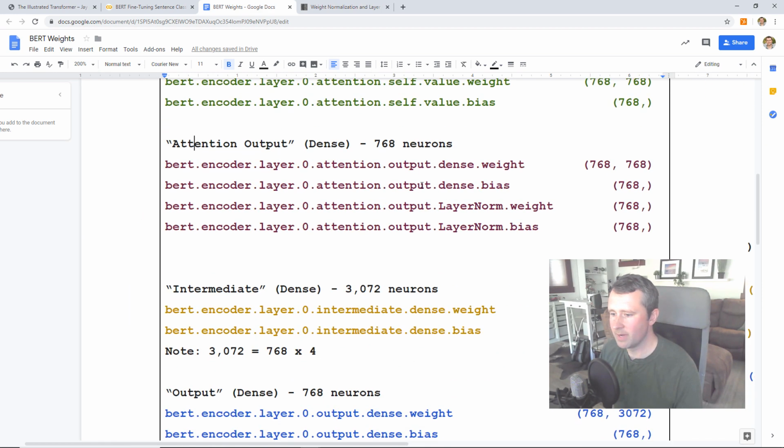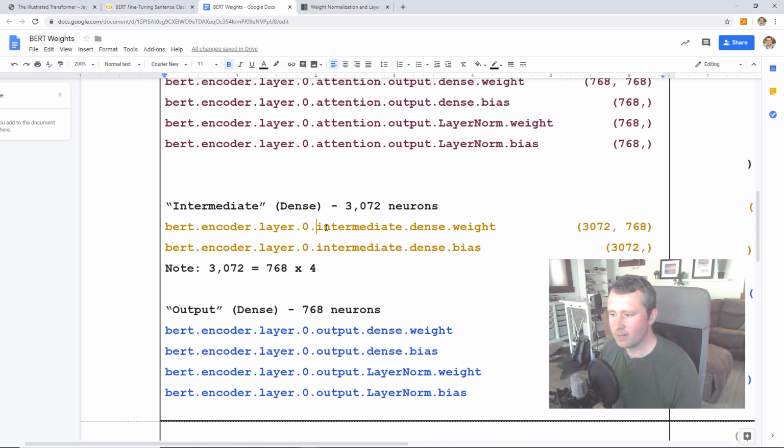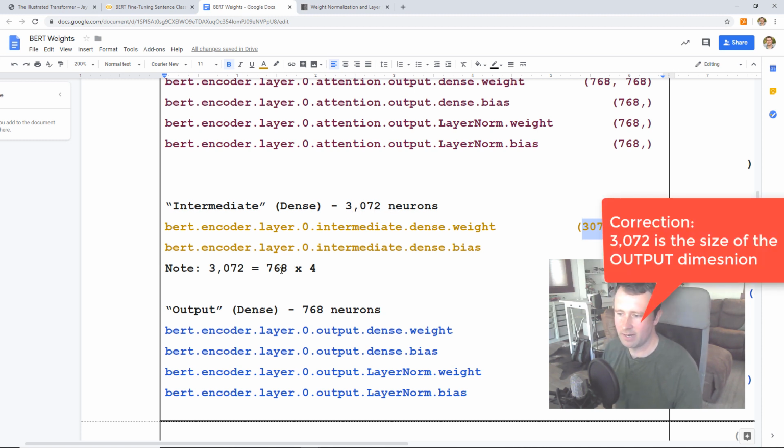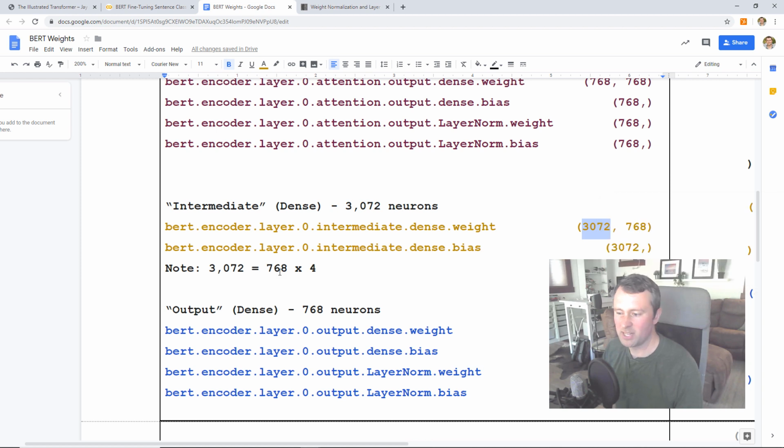Zoom in a bit so we can see them better. There's this layer called intermediate, and it's just a dense layer, meaning fully connected. And it's got a larger input dimension here. It's got 3,072 neurons, which happens to be 4 times 768. So we'll have to figure out what the significance of this layer is.